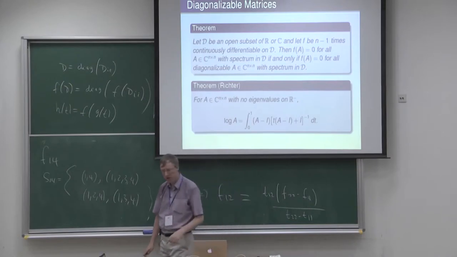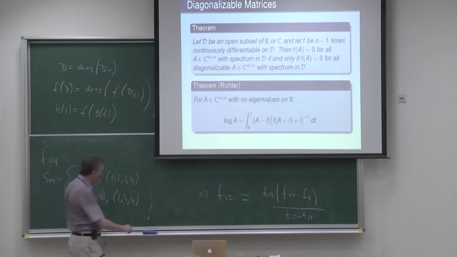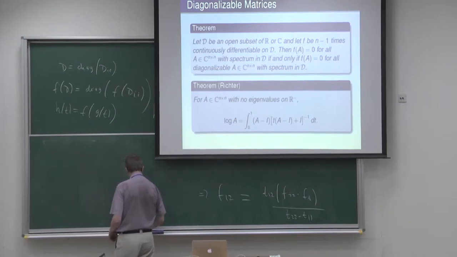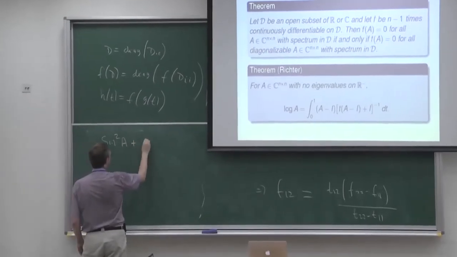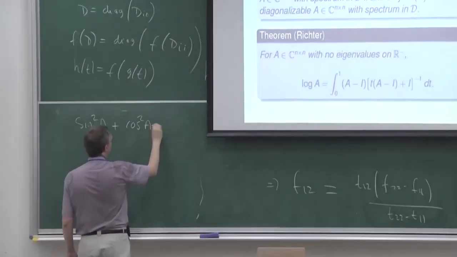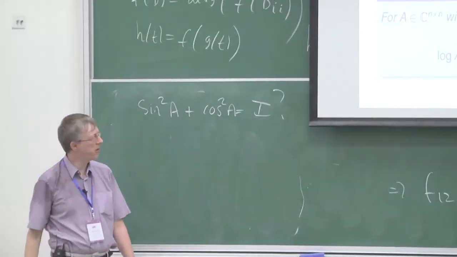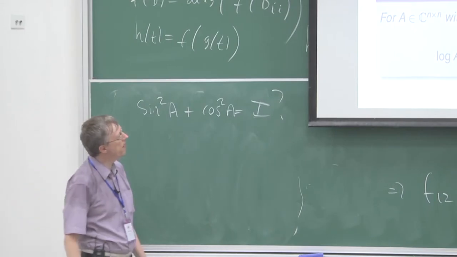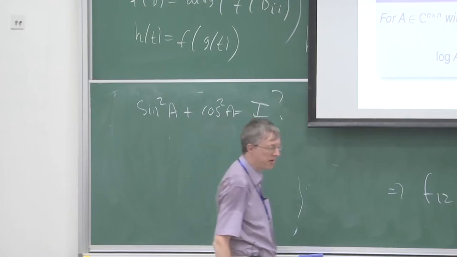Right, this is something I've added to the slide since they were printed. A little while ago I was saying, how would you prove that, for example, sine squared of A plus cos squared of A is I? So how could you prove that? You can certainly prove it from the basic definitions. But this theorem provides, I think, another way of proving it.